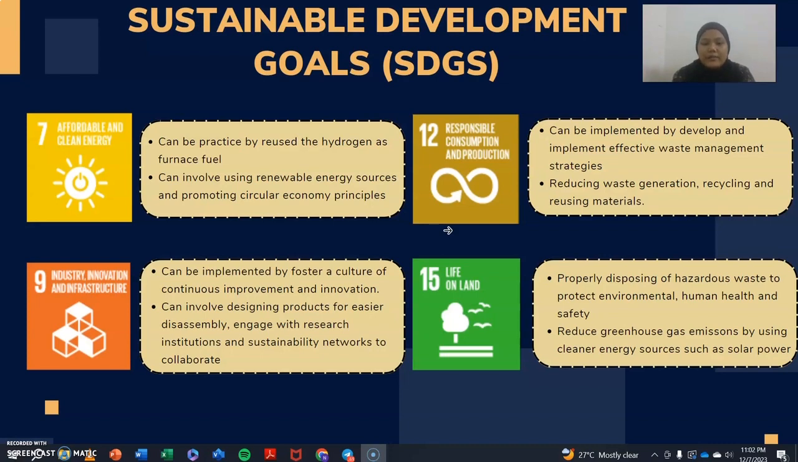Lastly, for SDG 15, which is life on land, it can be implemented by properly disposing of hazardous waste to protect environmental, human health and safety. Other than that, we can also reduce greenhouse gas emission by using cleaner energy sources such as solar power.